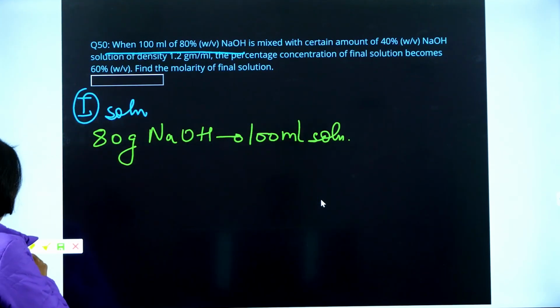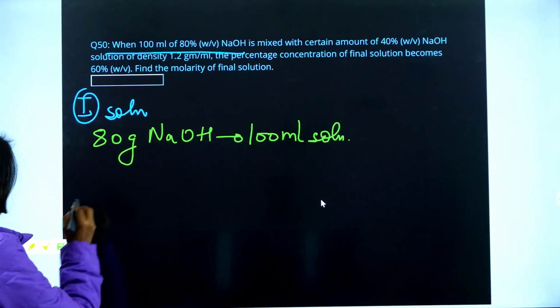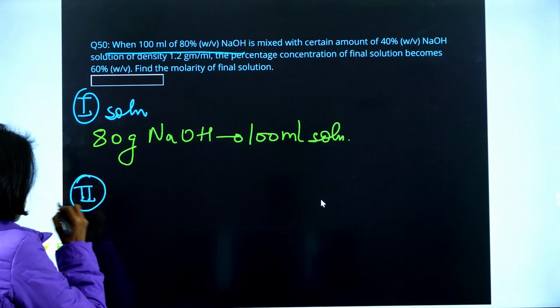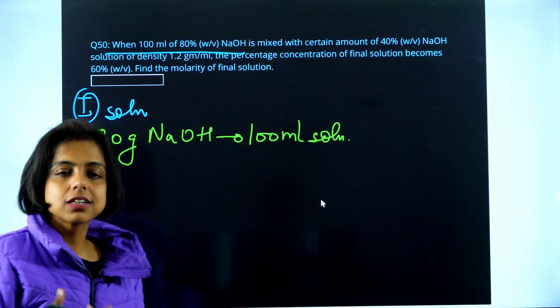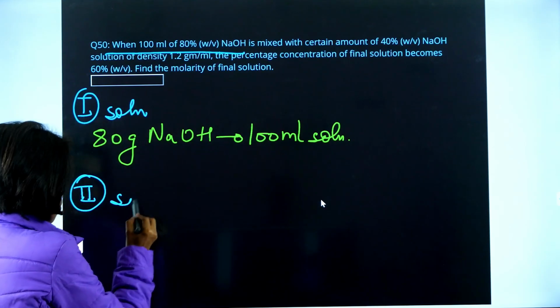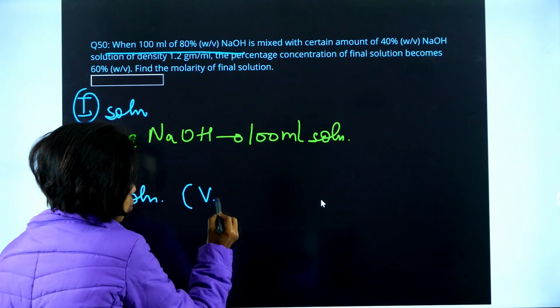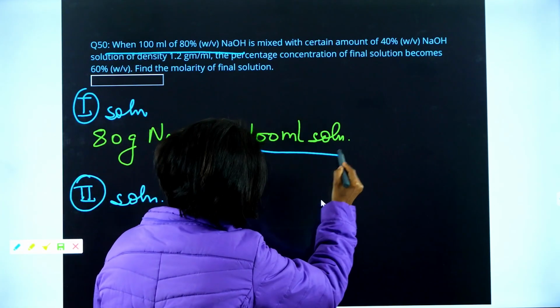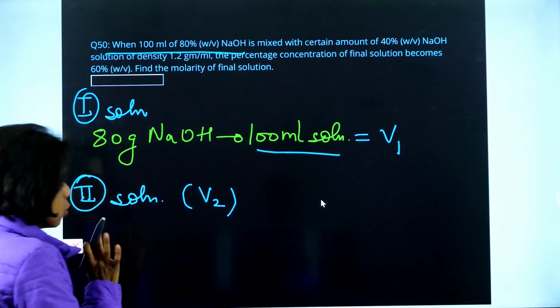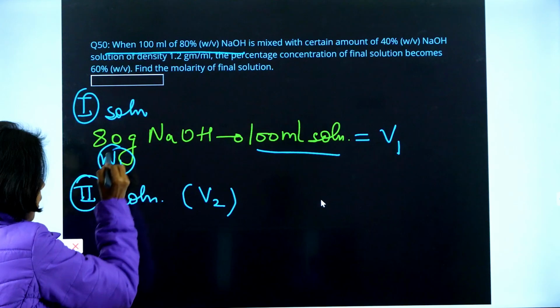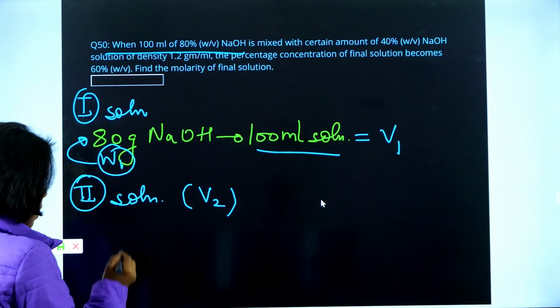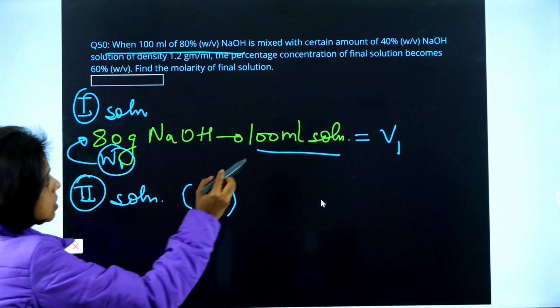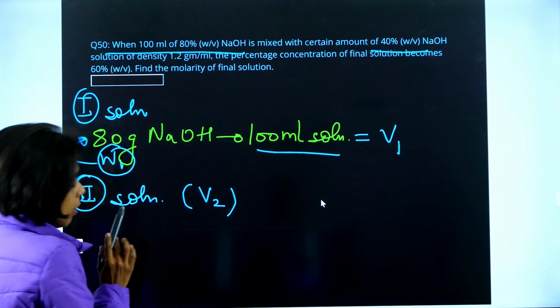If I talk about the second solution, we don't know the volume. We just know a certain amount. Let the second solution volume be V2, that is being added with 100 ml of this, right? So this is my 100 ml, say this is V1 and this is V2, and this is W1, the weight of NaOH from the first solution, and W2 we will see. The second solution is 40% W by V.